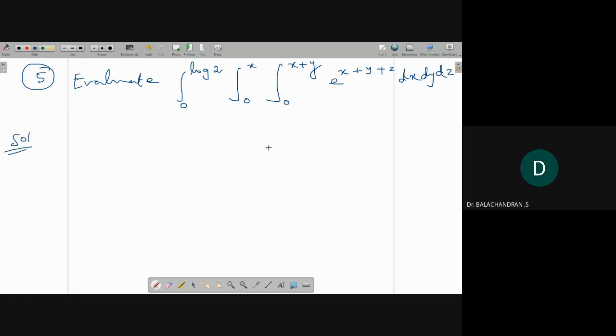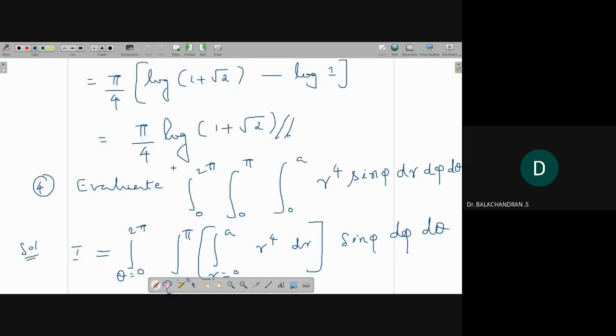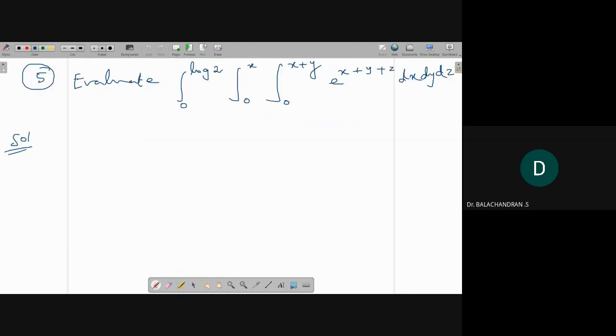Okay, so now here we have variable limits. If it is constant limits, everything is constant, so you can take any order, r and then phi and then theta, because the order of integration is immaterial. But here we have the variable limits.